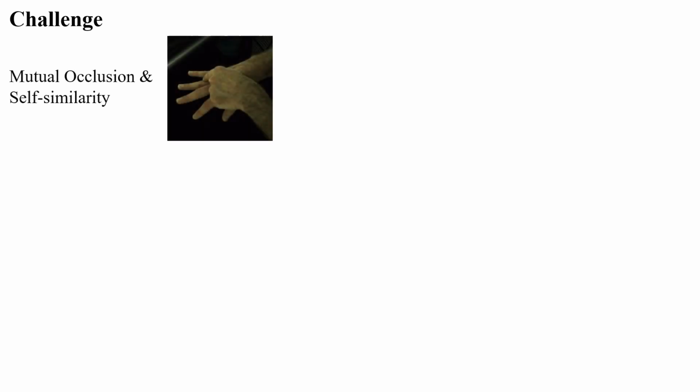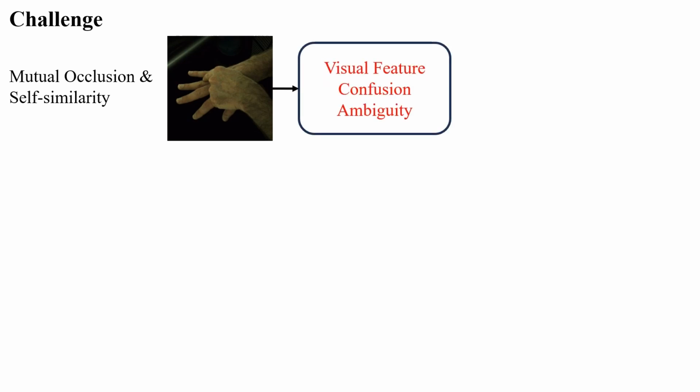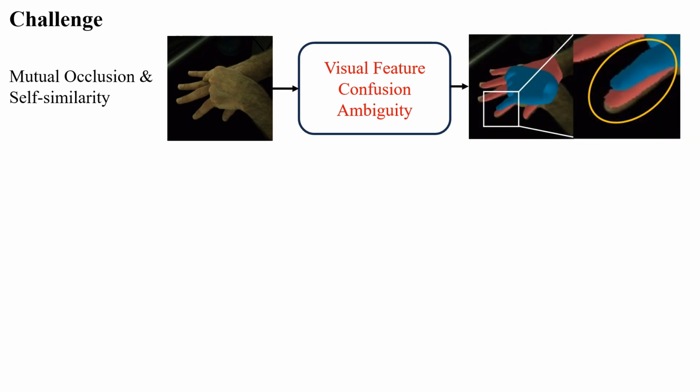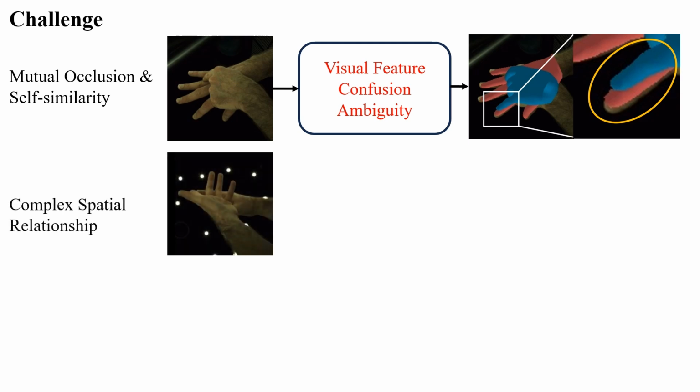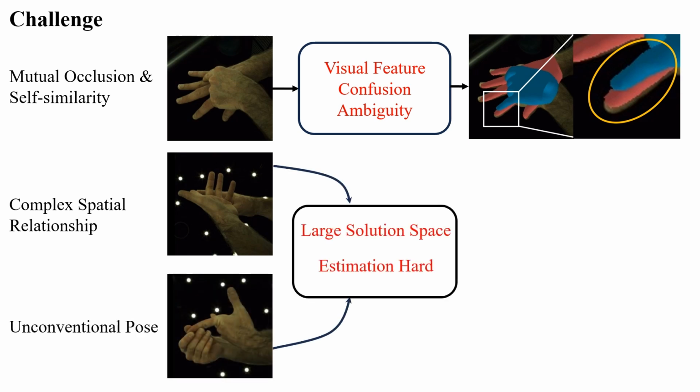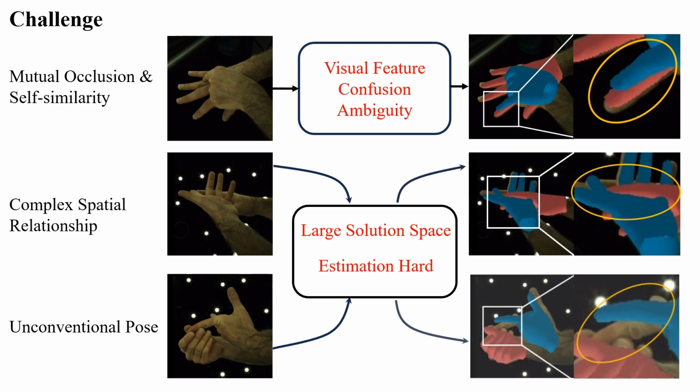On one hand, tightly interacting hands have serious mutual occlusion and self-similarity issues, which makes the visual features extracted by CNNs prone to confusion and ambiguity. These features result in mesh-image misalignment. On the other hand, interacting hands have complex spatial relationships. This significantly increases the solution space of hand pose, making it more difficult for the network to make predictions. This problem can lead to incorrect predictions of the spatial relationships of the hands.